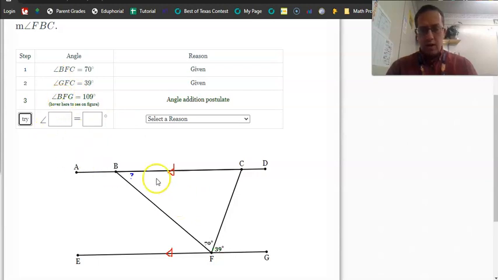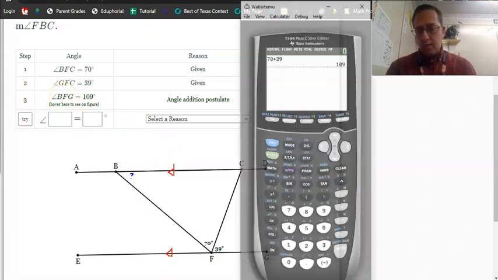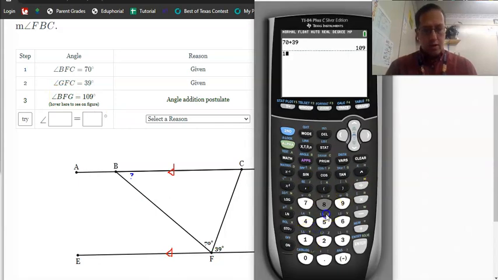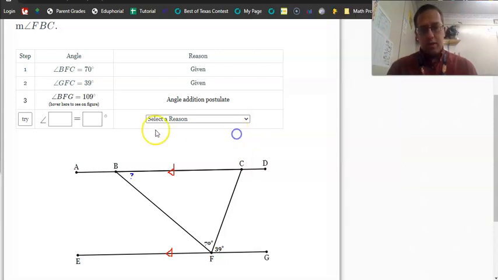Okay. So now that I know that BFG is 109 degrees, I can find the measure of FBC because they're same side interior angles. As you remember from the previous video, if they are same side interior angles and our lines are parallel, that means that the angles are supplementary. So now all I have to do is take that 109 and subtract it from 180. So let's do that. 180 minus 109, and we get 71.